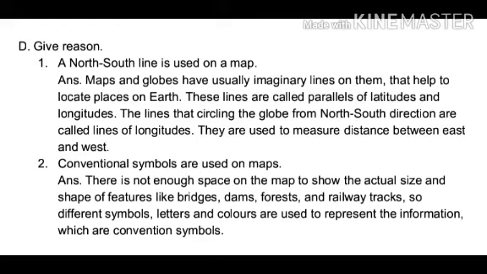Second, conventional symbols are used on maps. Answer: there is not enough space on the map to show the actual size and shape of features like buildings, dams, forests, and railway tracks. So, different symbols, letters, and colors are used to represent the information, which are called conventional symbols.